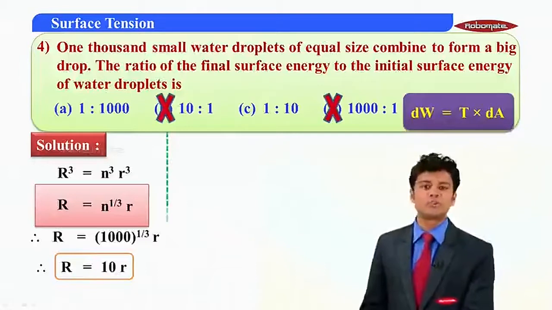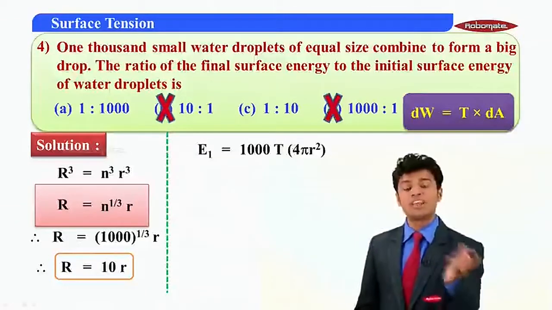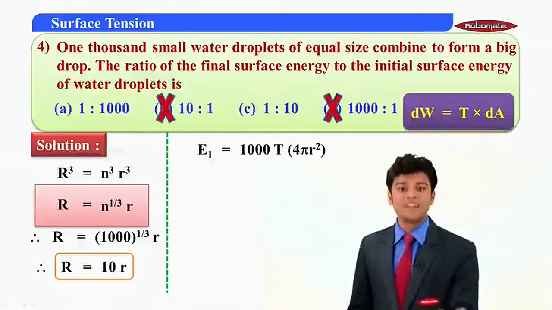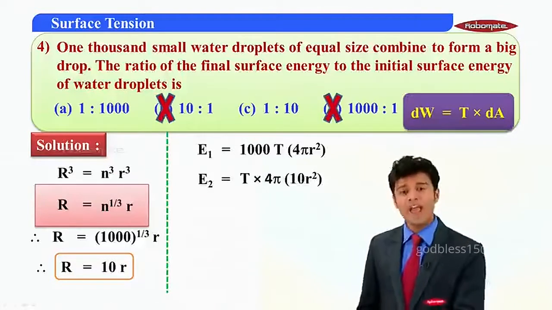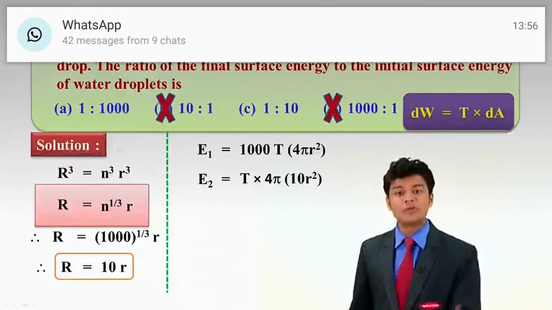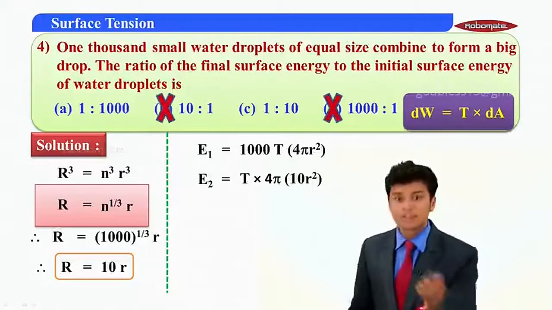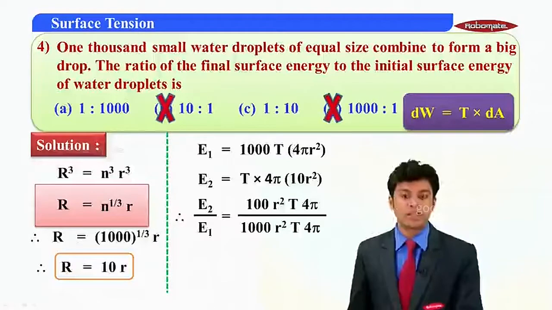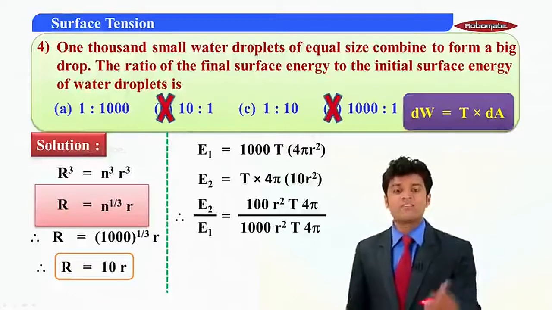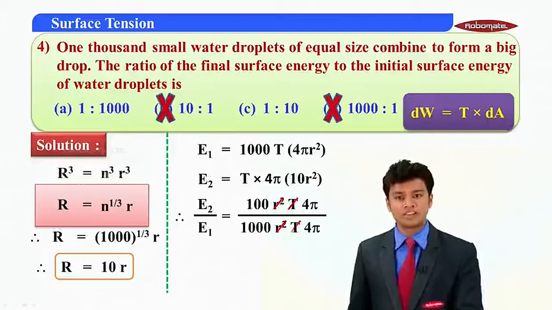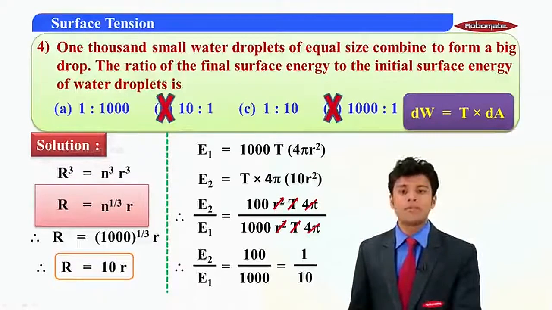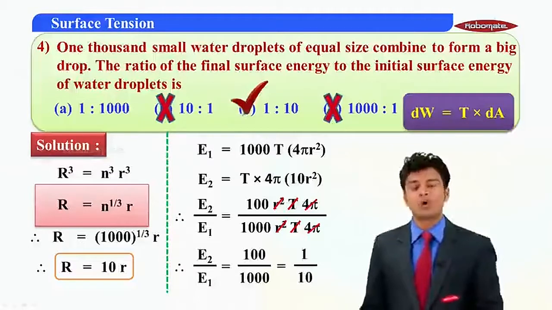Now class, I know that dW is equal to T into dA. So if I talk about energy initially, when I had many droplets, it becomes 1000 into T into 4 pi r square. And when the droplets combine into one drop, I have T into 4 pi, and the radius becomes 10r, so the radius square becomes (10r) square. Now they want me to find the ratio of final to initial, that is E2 is to E1, and if I substitute the values and cancel out the common figures, I get E2 upon E1 as 100 by 1000, which is nothing but 1 by 10. So my final answer happens to be option C.